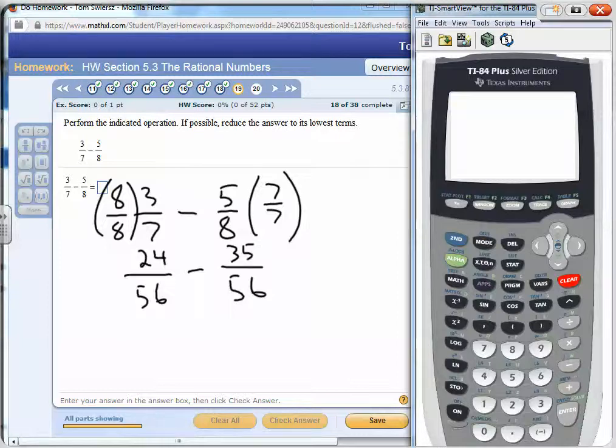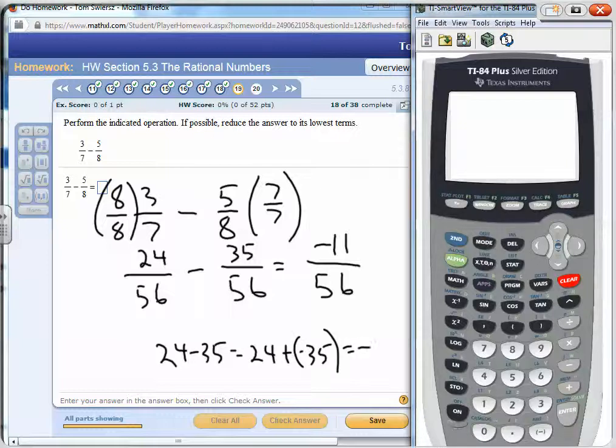5 times 7 is 35. We have our common denominator, 56, so that's the answer for the denominator. 24 minus 35 is what? 24 plus a negative 35, which is a negative 11. The negative number is bigger, so you subtract and you take the negative.